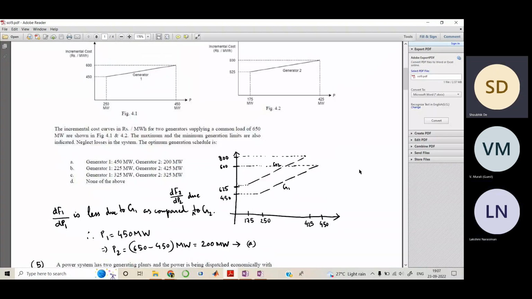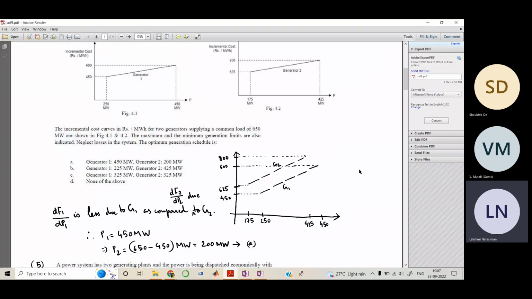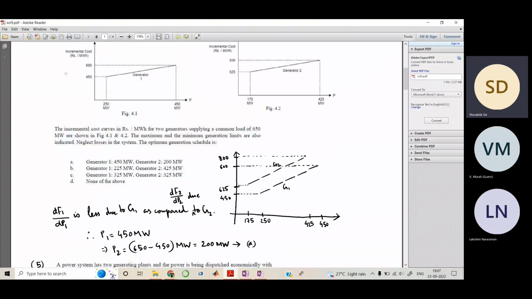No, what do you mean by slope? The ratio of the difference in y coordinates to the difference in x coordinates, or the rate of change. See, your y-axis is df/dp only, the incremental cost. It is not the fuel cost. So you have to equate df1/dp1, whatever equation you get, to that of df2/dp2, then only you will get an equation. Yes, but when you try to solve that, what I found is that your P1 was coming more than this 450 limit.